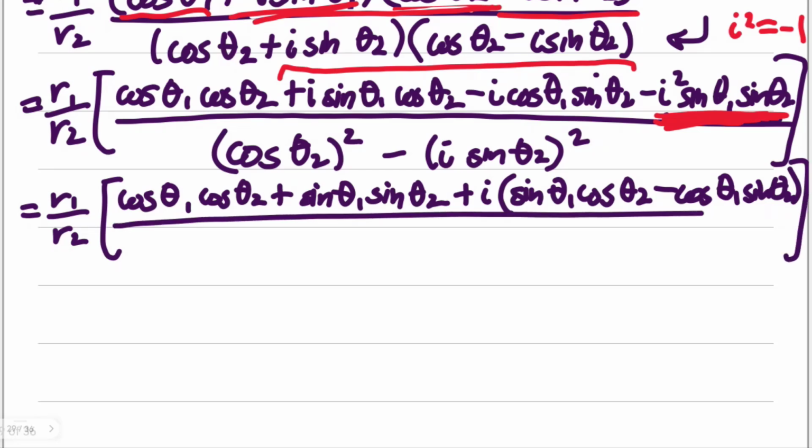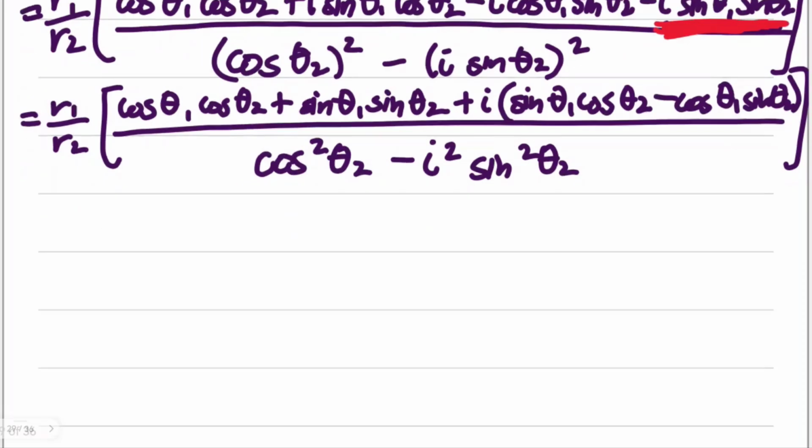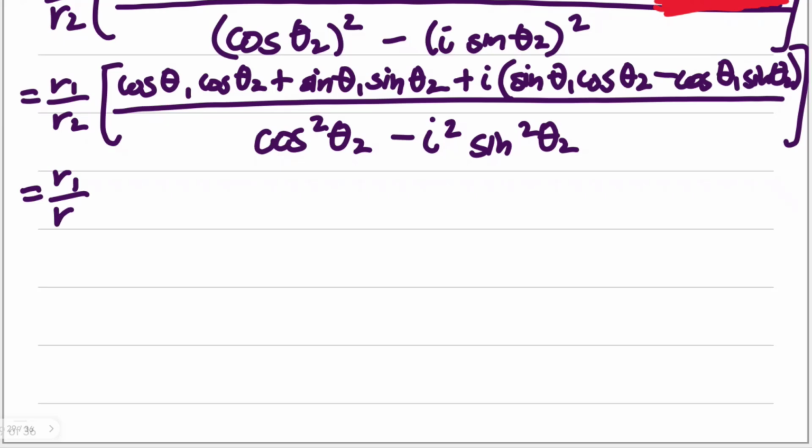The reason why I'm doing that is because I have to come up with this grouping to come up with the identities in sum and difference formulas for trigonometric functions. My denominator would just be cosine squared theta sub 2, minus i squared sine squared theta sub 2. Okay? Probably you are already thinking of another step here, but allow me to combine this one here. So for my numerator, I'm going to do it like this. Okay? This is actually one of the identities that we can use here.